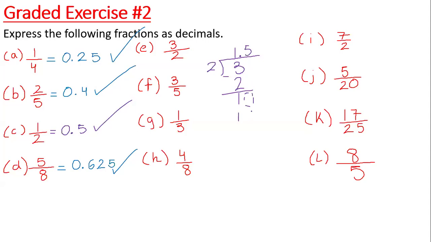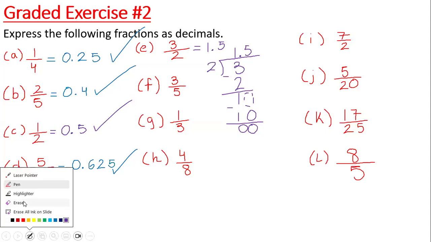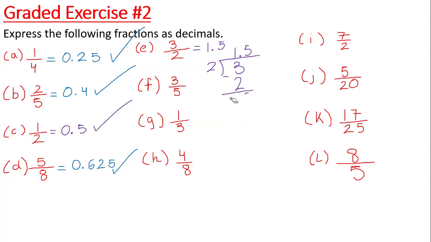Anyone got 1.5 for this one? Let me know if you got 1.5. I got it. Very good. 1.5 is the answer. All right, so we have 3 over 2 is 1.5.